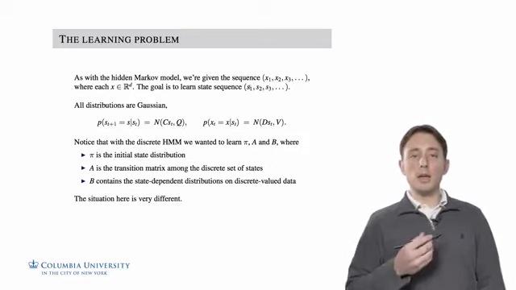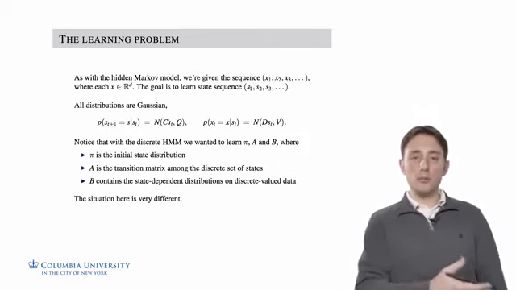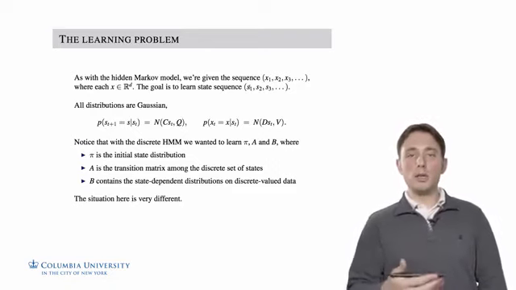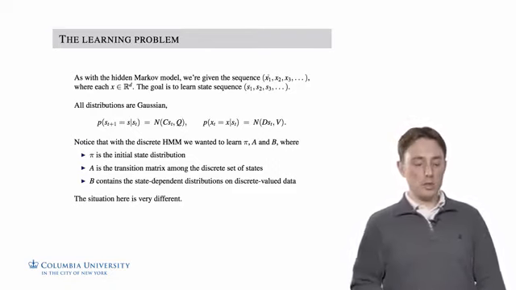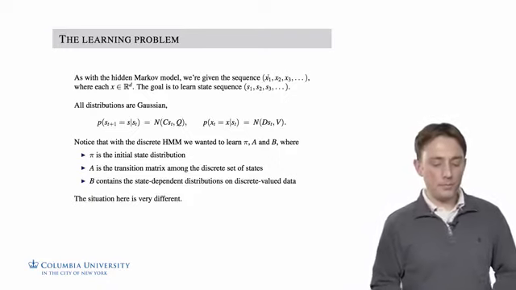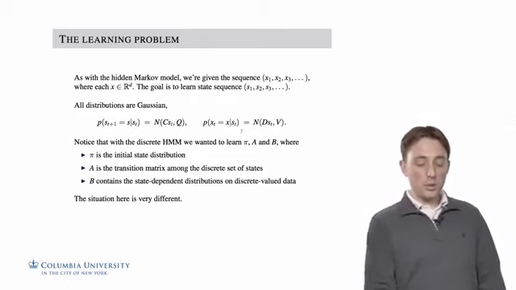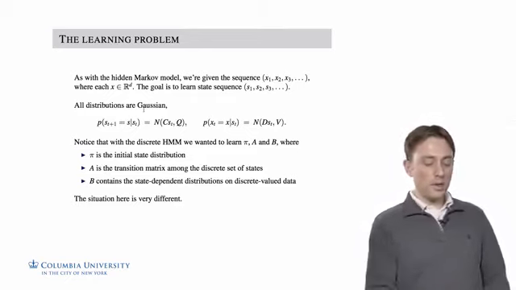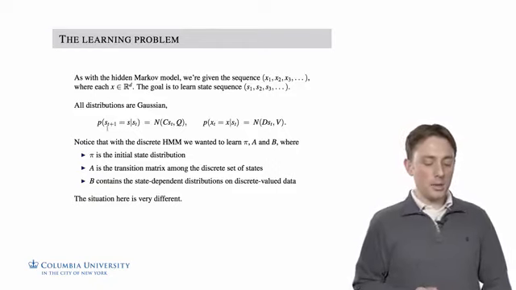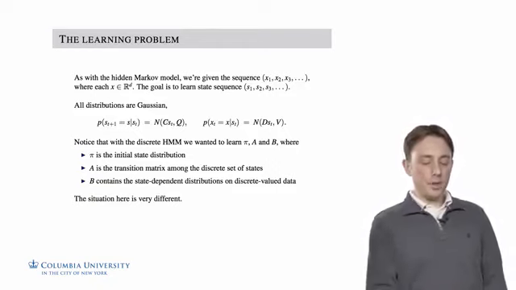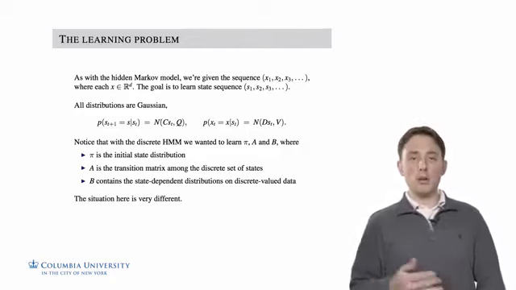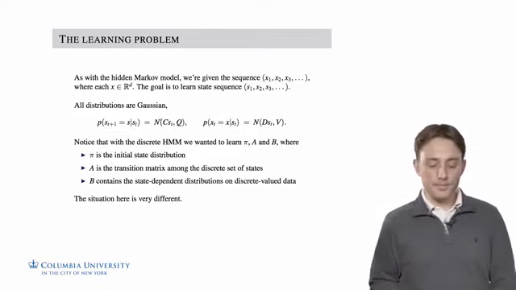We're not learning the emission distributions called B last time, or the transition matrix A, because we now have a continuous transition distribution. So for this model, again, all distributions are Gaussian. So here's another way of writing the generative process we discussed previously. The distribution on the state at time t plus 1 given the state at time t is a multivariate Gaussian with mean equal to C times st and covariance Q. So we're assuming that Q and C are known or can be estimated in advance.